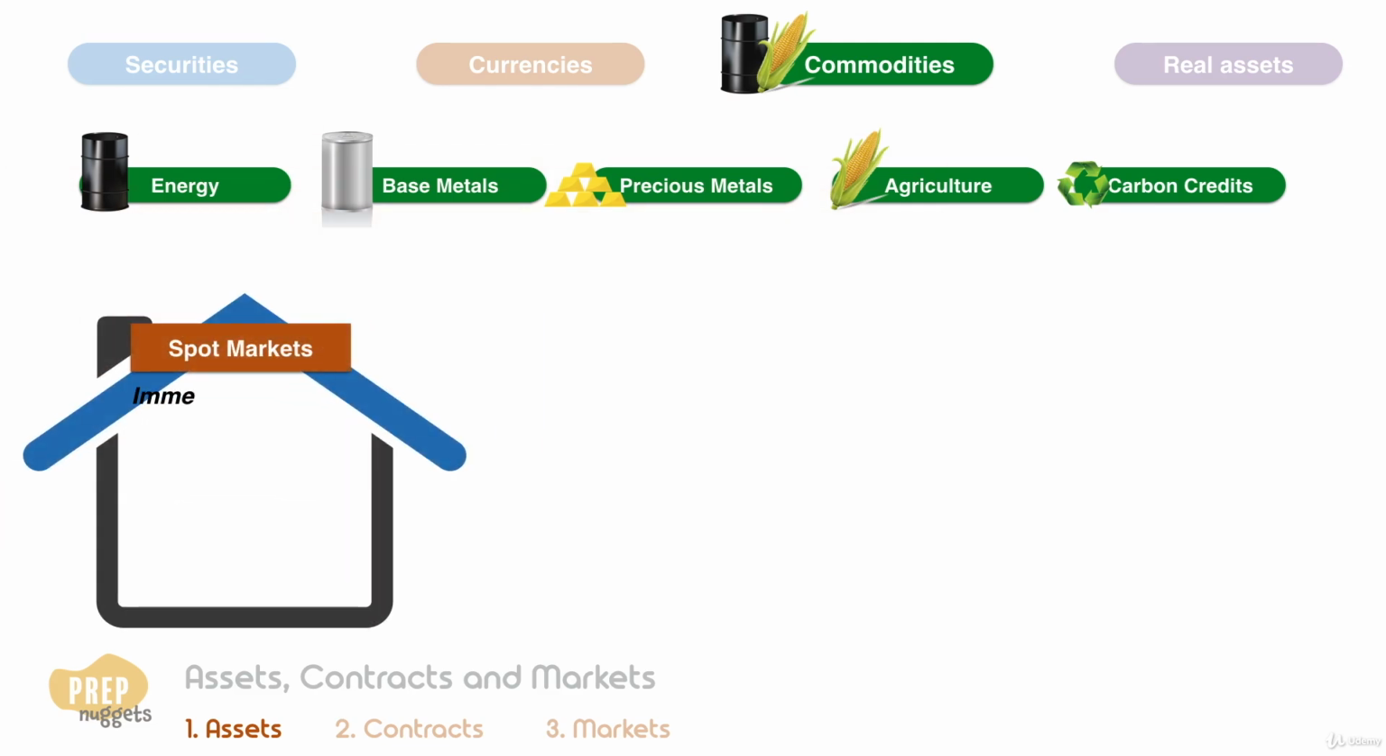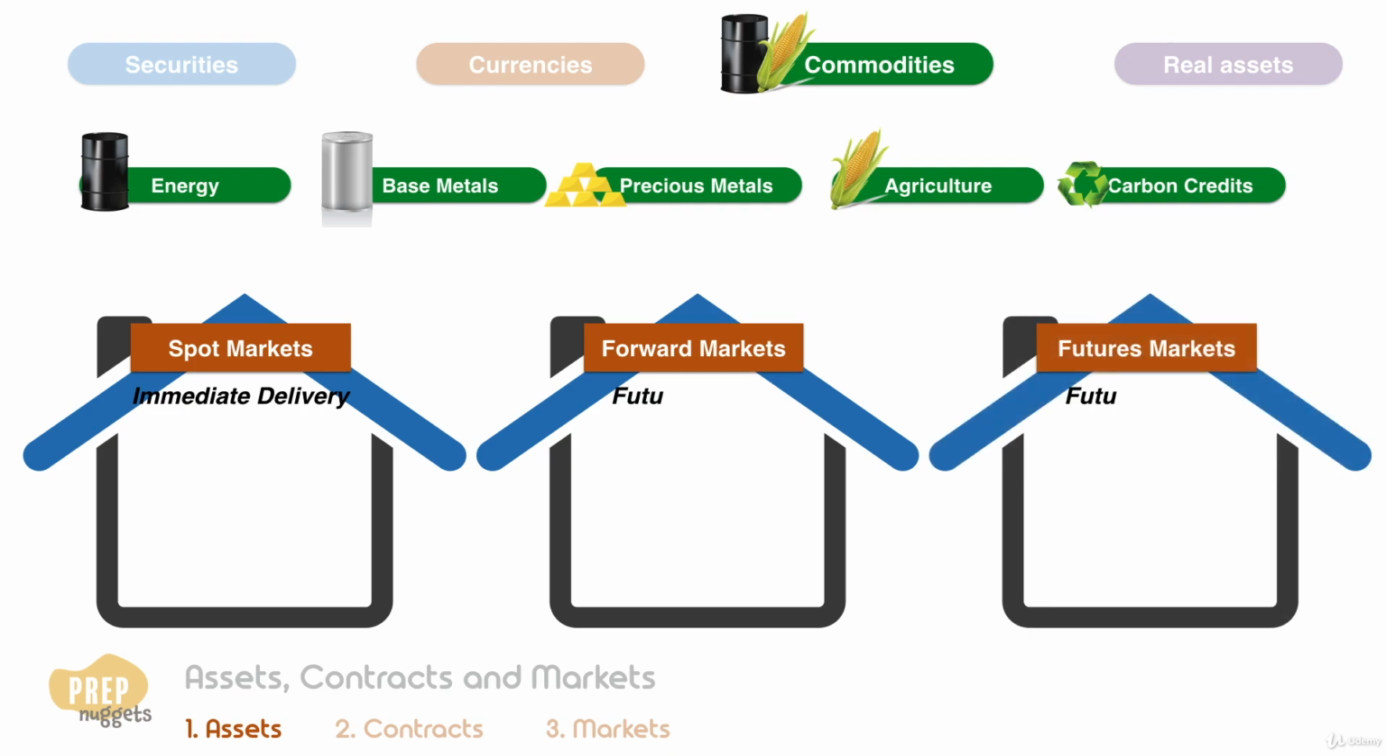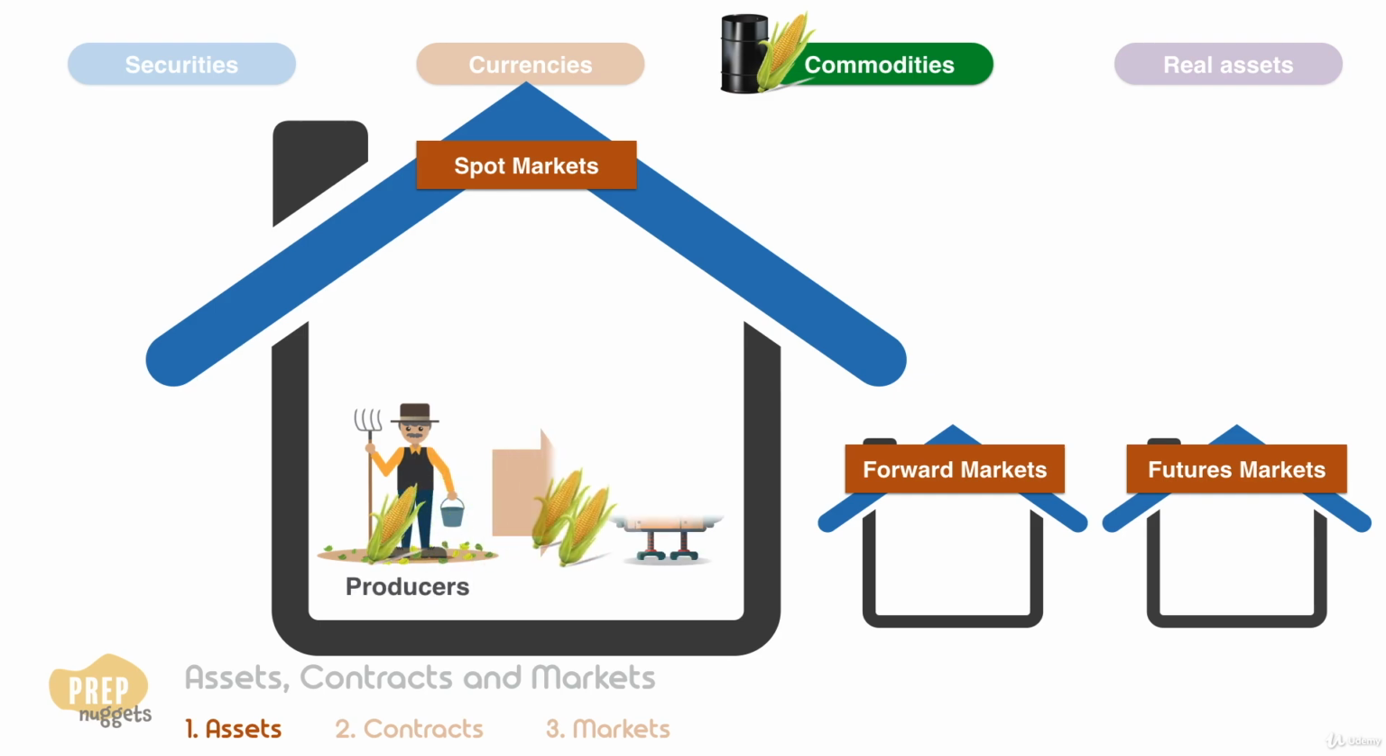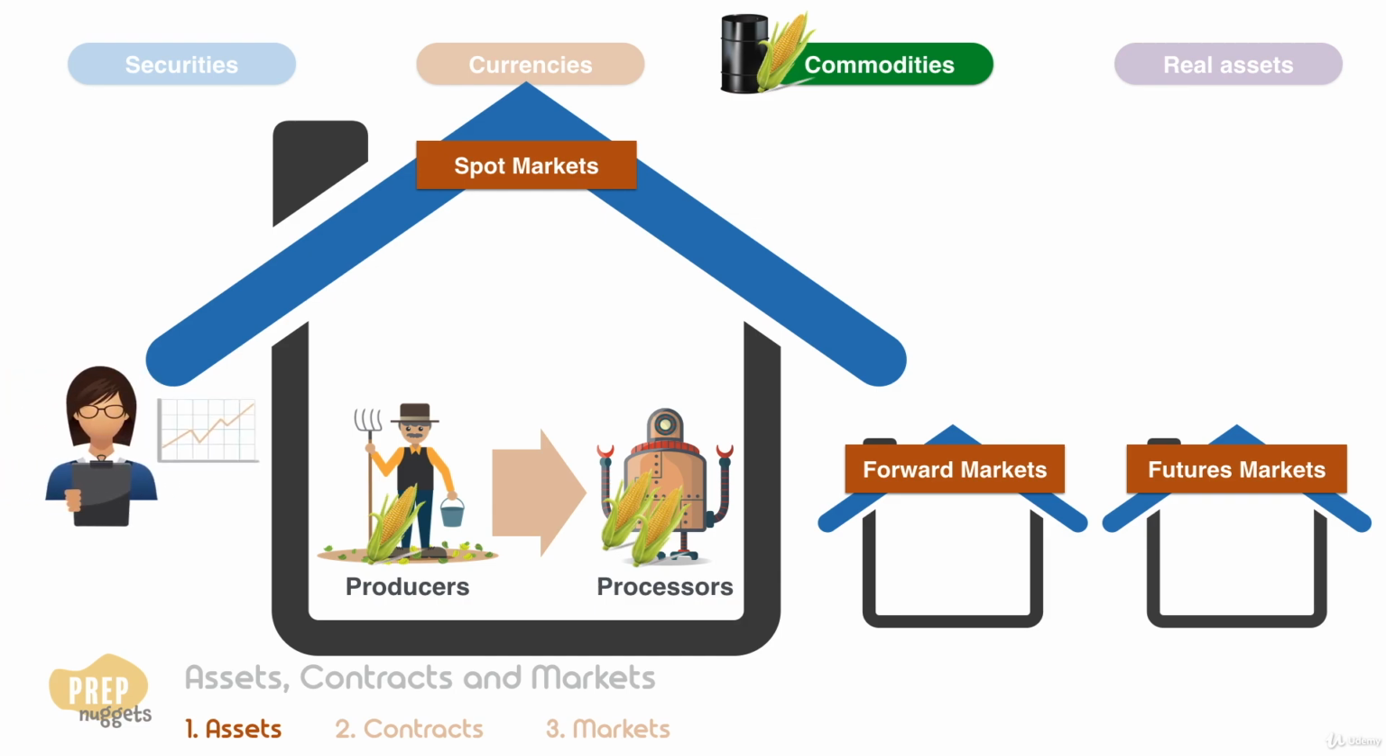Spot commodity markets trade commodities for immediate delivery, whereas the forward and futures markets trade commodities for future delivery. The producers and processors of commodity products are the primary users of the spot commodity markets, as they are best able to take or make immediate deliveries. Many producers employ financial analysts to help them analyze commodity market conditions so that they can best manage their inventories to hedge their operational risks and to speculate on future price changes.